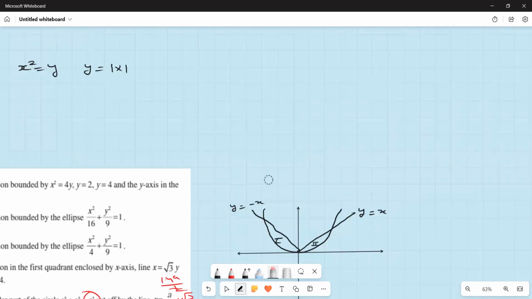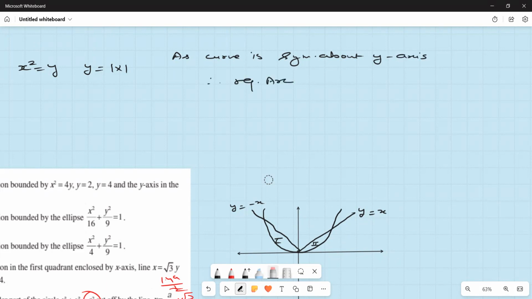So what will you write? As the curve is symmetrical about y-axis, therefore required area is equal to area 1 plus area 2, or you can say twice of y dx, or sorry, twice of area 2.